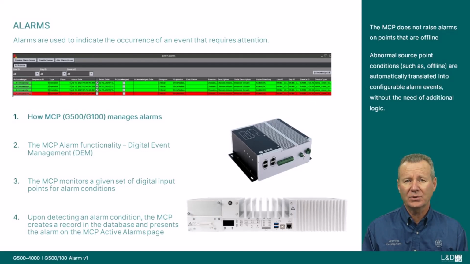With DEM functionality, you can do the following. Configure alarms, including double point alarms, alarm points, and alarm settings. View active alarms. View historical alarms. Acknowledge an alarm. And lastly, enable or mute an audible alarm.